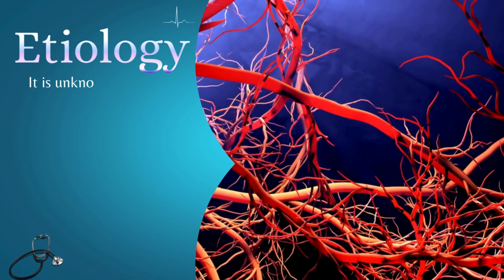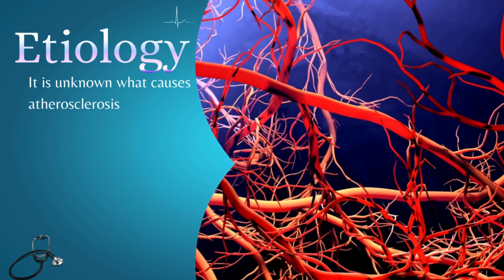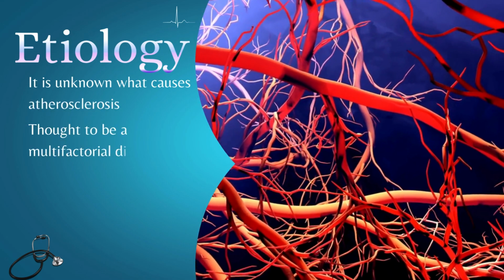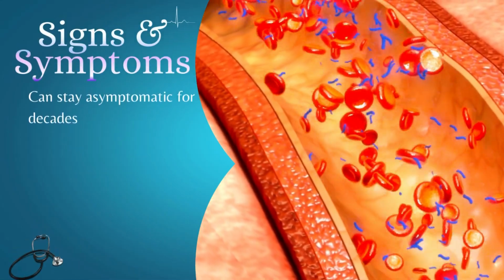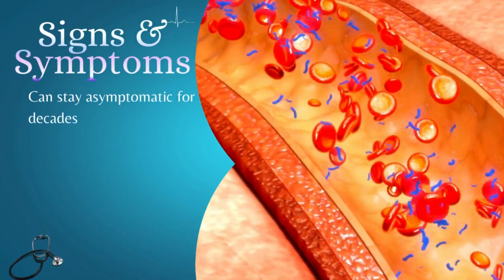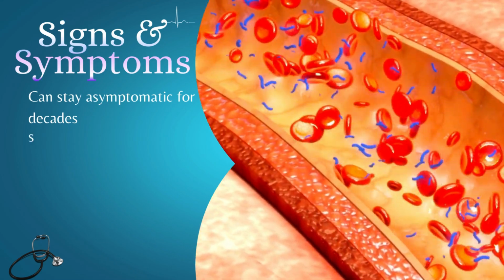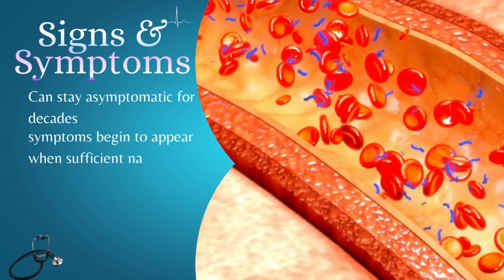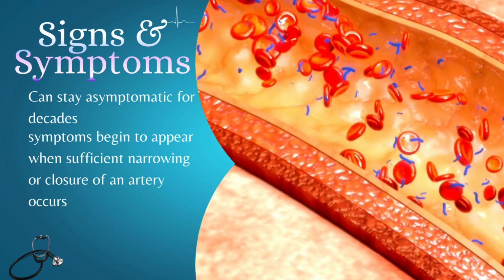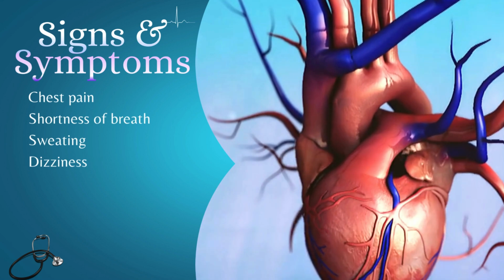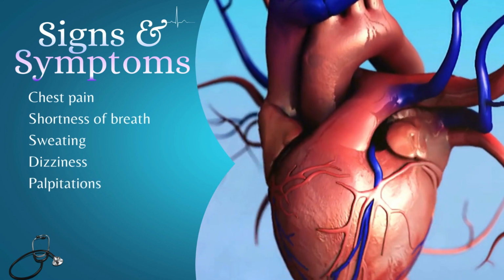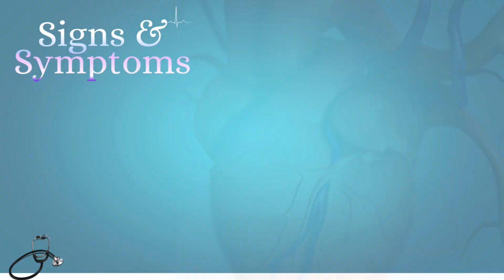It is unknown what exactly causes atherosclerosis. It is thought to be a multifactorial disease. Atherosclerosis can stay asymptomatic for decades. It takes time for the disease to have an effect on blood flow. Symptoms begin to appear when sufficient narrowing or closure of an artery due to clots occurs. Chest pain, shortness of breath, sweating, dizziness, or palpitations are common symptoms of atherosclerosis.